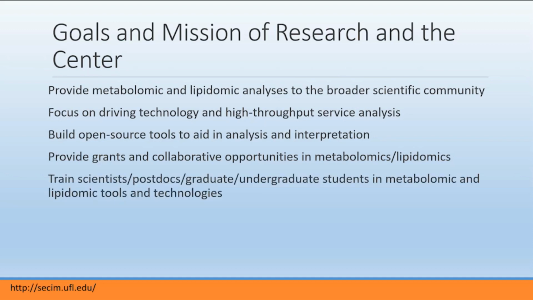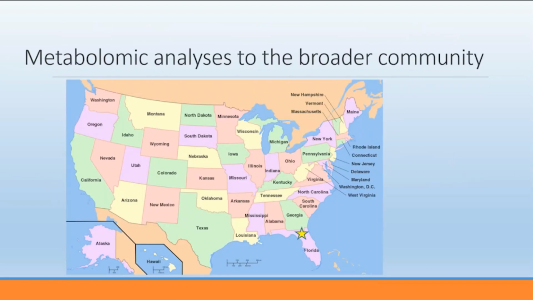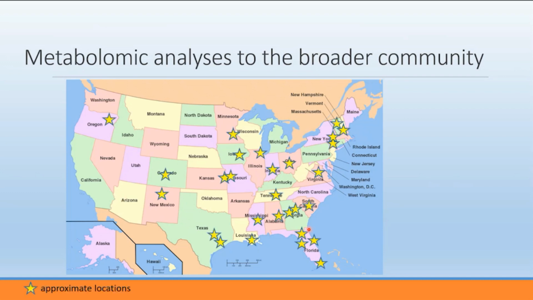And one of the things I, of course, love to do is train scientists, graduate students, postdocs, and undergraduates in the art of metabolomic science and the technologies that are involved in this science. We are located here at the University of Florida in Gainesville, Florida. And we have worked with many different people across the United States. This is just a scattering of the different locations where we've received samples. And we've also received samples from overseas and different research studies.